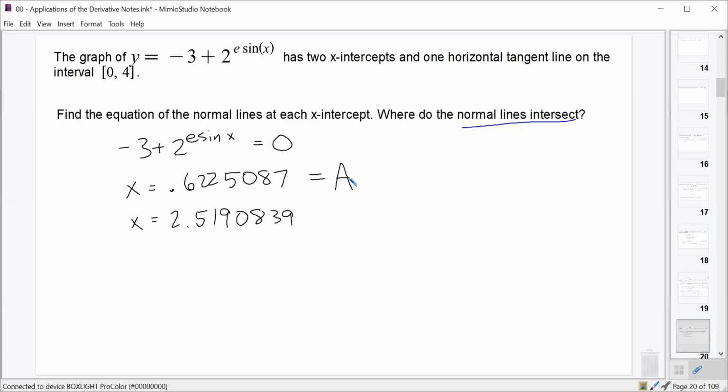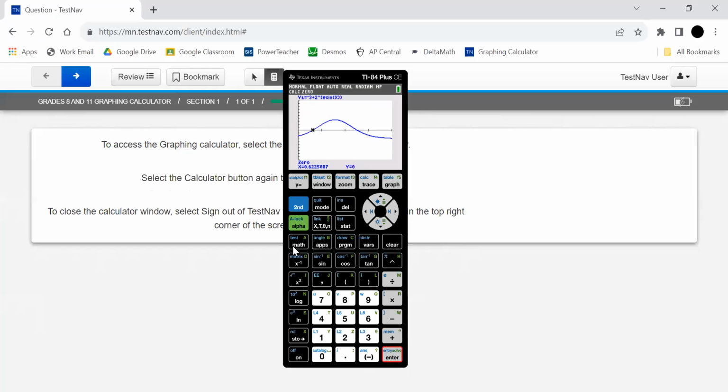We're going to call this one A, and we're going to call this one B. So, back to our graphing calculator. I've got to go completely out of the graph. I'll just hit second, the mode button gives us second quit. And I'm going to type in that first x-intercept that I found, which was 0.6225087. And then just above the on button, bottom left corner, there's a button that says STO with an arrow. We're going to hit that.